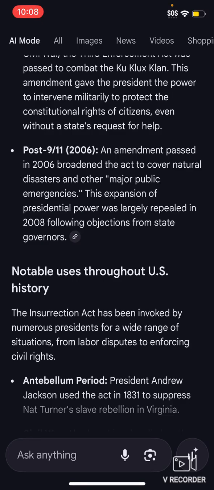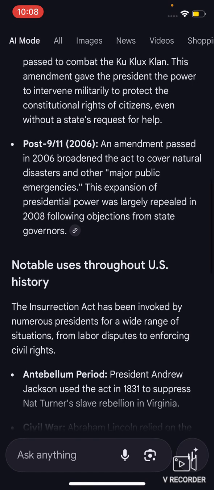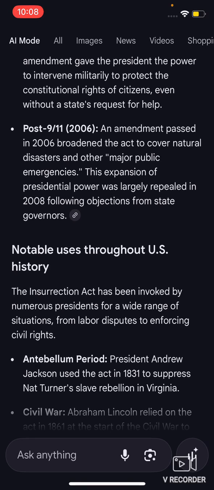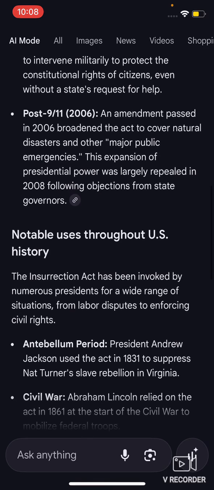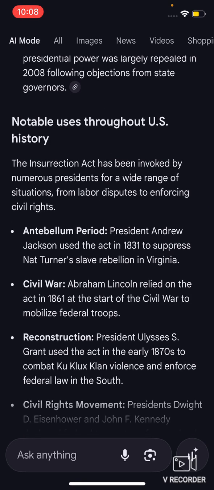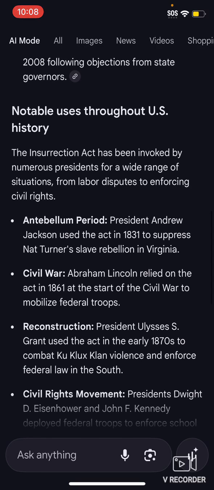So it says passed 2006. It says an amendment passed in 2006 to broaden the act to cover natural disasters and other major public emergencies. This expansion of the presidential power was largely repealed in 2008 following objections from the state governors. It says notable use throughout U.S. history. It says the Insurrection Act has been invoked by numerous presidents for a wide range of situations, from labor disputes to enforcing civil rights.